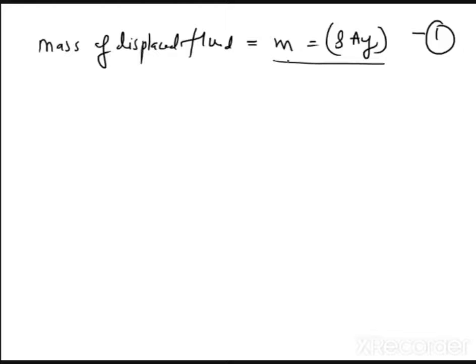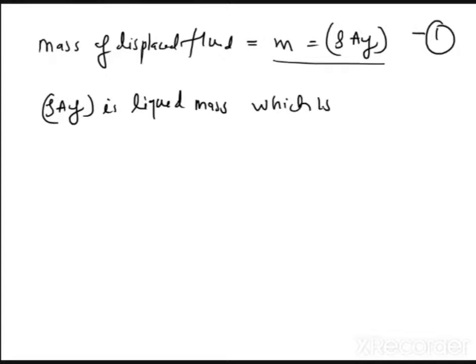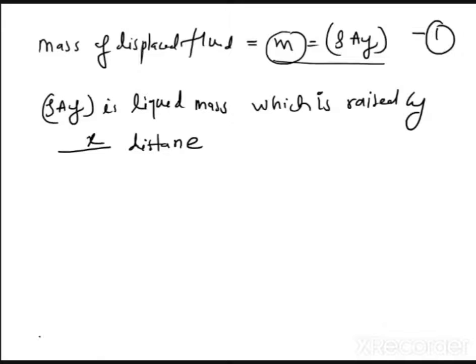And this rho A into Y is the liquid mass which is raised, very important, which is raised by a distance. Tell me, what is that distance? Rho A by Y, this is the mass of the liquid which is raised. Means what? Which is raised or displaced by what distance? It is displaced by x. Yeah, x distance. So I hope it is clear to you.